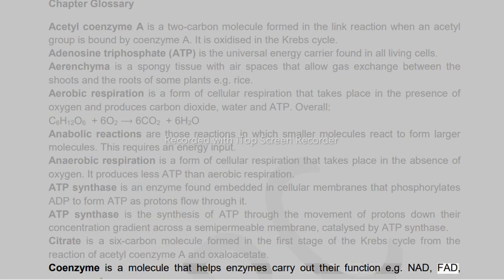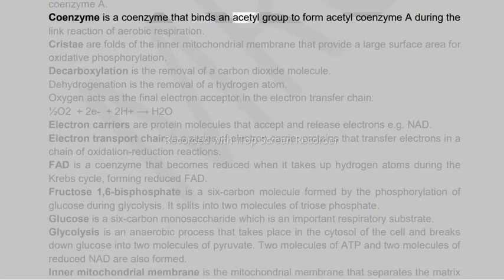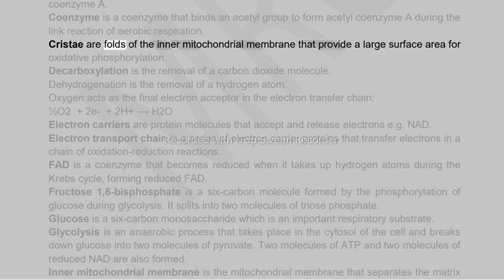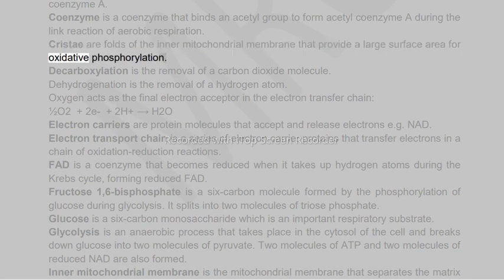NAD, FAD, coenzyme A. Coenzyme A is a coenzyme that binds an acetyl group to form acetyl coenzyme A during the link reaction of aerobic respiration. Cristae are folds of the inner mitochondrial membrane that provide a large surface area for oxidative phosphorylation. Decarboxylation is the removal of a carbon dioxide molecule.